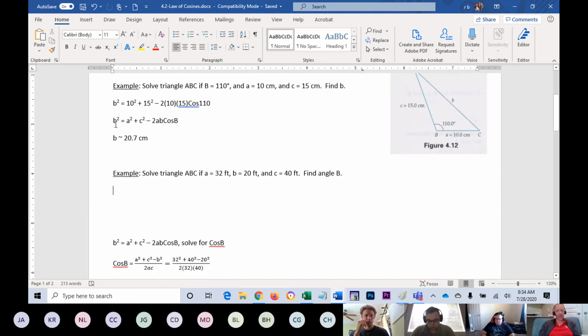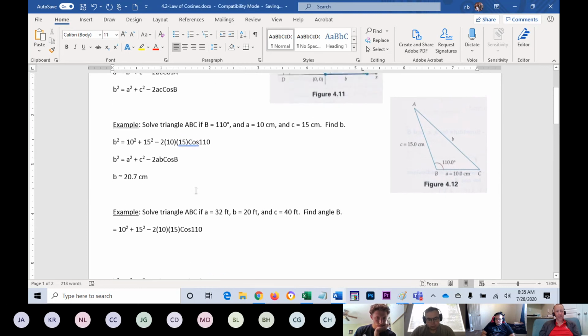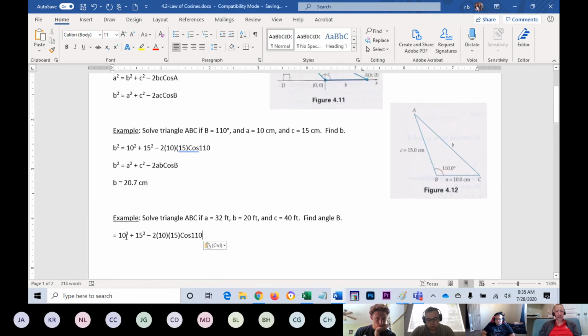Okay, so let's use the same formula. Except obviously I copied the wrong thing, but that's all right. So this is b squared. Let me just copy this thing. I'll copy it right this time.